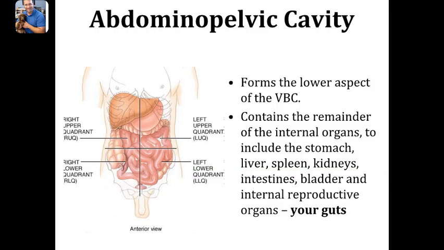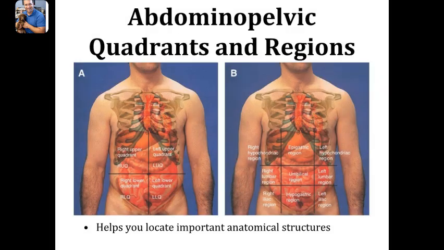In the abdominopelvic cavity. See, the abdomen and the pelvis, they just combine those two words. The abdominopelvic cavity is in the lower portion of the VBC. Like I said, it's got the rest of your stuff in there. It's a who's who of organs, such as the stomach, liver, kidneys, spleen, your intestines, small and large, and your reproductive organs are found in the abdominopelvic cavity. This is testable information. It's very important.